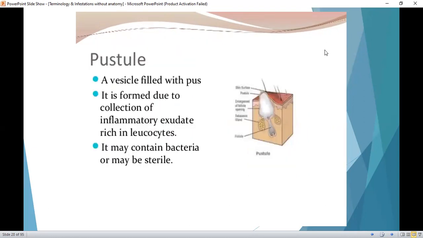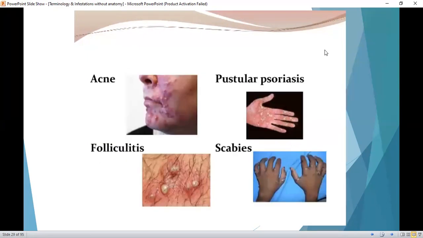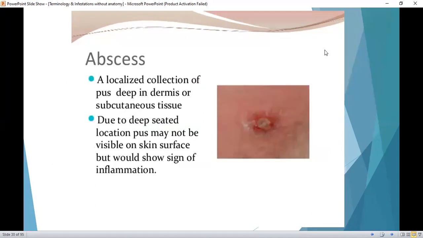Pustule. A pustule is a small-sized vesicle which is not filled with clear fluid, it is filled with pus. It is formed due to the collection of inflammatory exudate, which is rich in leukocytes. It may contain bacteria or may be sterile. For example, acne pustules, pustules of psoriasis, folliculitis, and scabies.